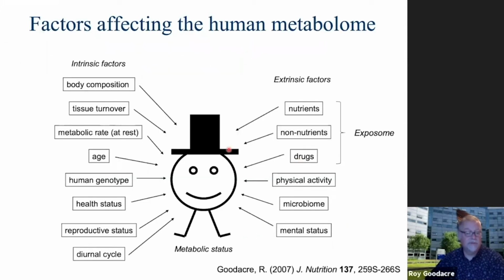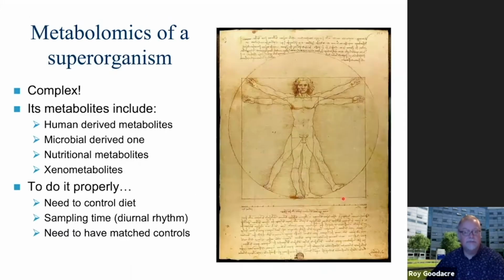That's because the human is basically a superorganism. There are lots of things that affect the human. There are things that you can't change, like age, diurnal cycle, reproductive status, and things like that. There are also extrinsic factors that are modified: nutrients, non-nutrients, drugs, things that you're exposed to, level of physical activity, microbiome, and mental status. So these do need to be considered. If we think of man as a Vitruvian man, if you want to measure him or her, then it's very complex. I told you that we saw microbially derived metabolites, drug metabolites, nutritional metabolites, as well as human ones. So the system is really quite complex.